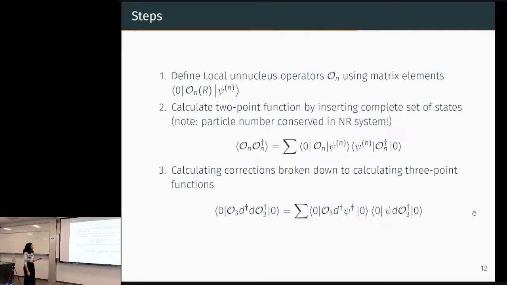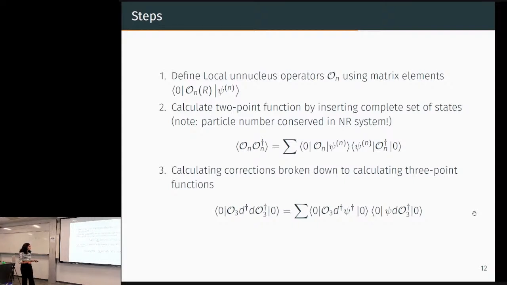The way we would define these nucleus operators would be through their matrix elements. For that one would have to know the Hilbert space, which would be the Hilbert space of n fermions at unitarity. Once we have defined the operator, we can go on to calculating the two-point function. The nice thing in a non-relativistic system is that there's particle number conservation, which means I can insert a complete set of states, but the only states that would click would be these n-body states. So then once I have this definition, I can just get the two-point function.